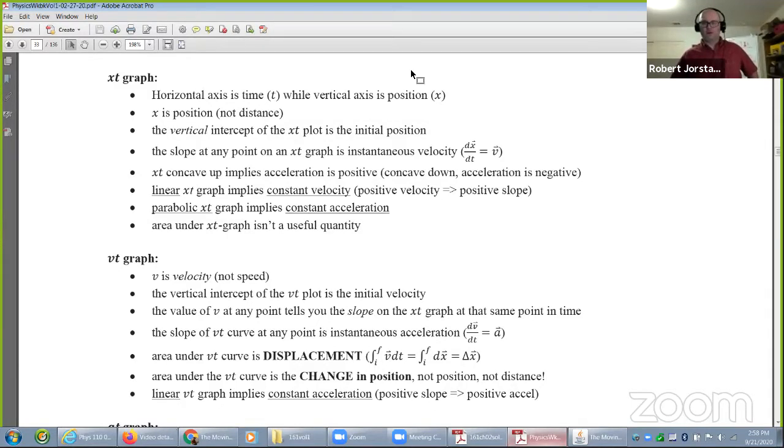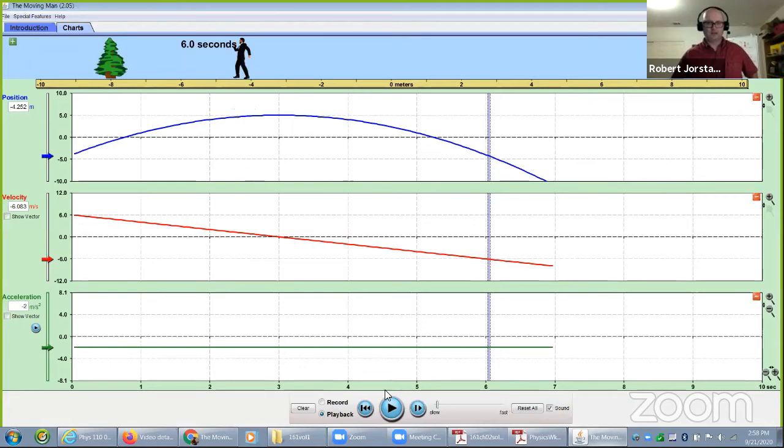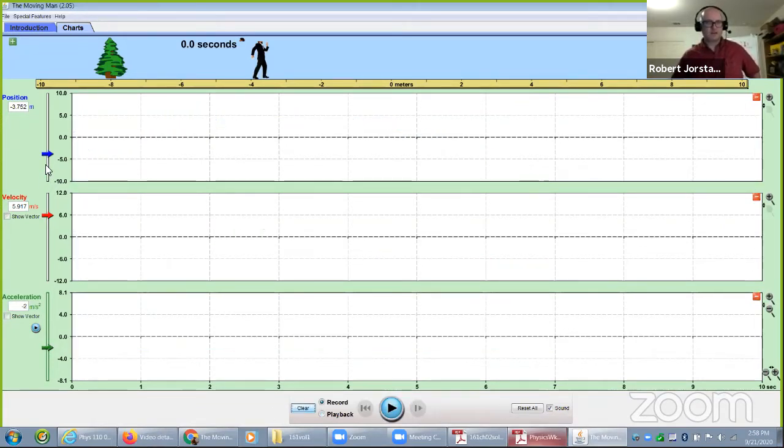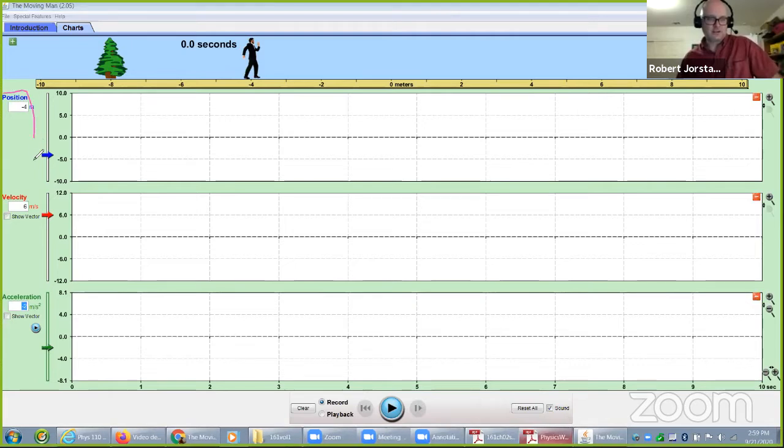All right, so before we get too far ahead of ourselves, let's look at an example. All right, so here it is. I'm going to run this one back. So notice right now, let's clear this. All right, and so I'm going to start this at -4. Let's say the velocity is +6 and the acceleration is -2. So if you didn't see me type that in, here are our initial values, right?